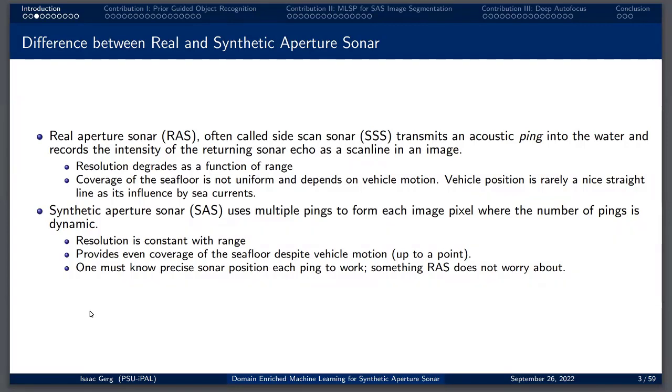On the other hand, with synthetic aperture sonar, instead of using just a single ping and generating a scan line for each ping, I'm going to use multiple pings to form each pixel, where I'm going to use a lot more pings out at range than I will close to the sensor. And what this gives me is resolution that's constant with range. So I'm going to have square pixels everywhere throughout the image. I'm going to have generally even coverage of the seafloor, despite having vehicle motion up to a certain point. The downfall of this is I precisely need to know where each sonar ping is for this to work. And generally it's on the order of 1/10 of a wavelength, which is quite a requirement that's needed to form these images.